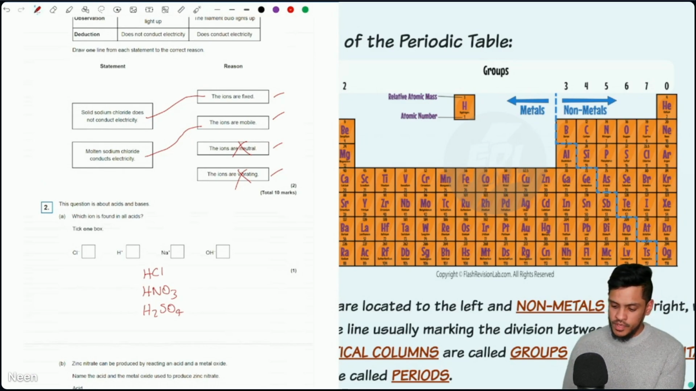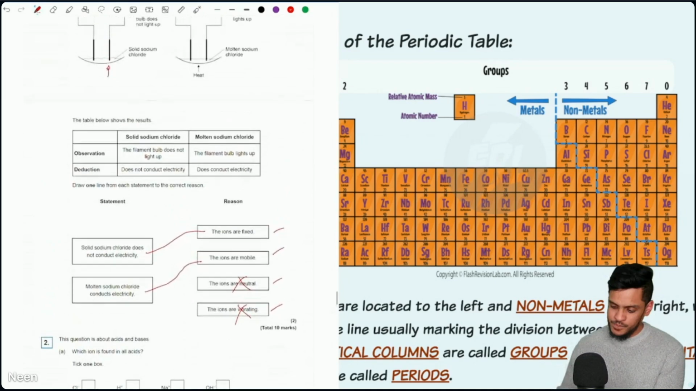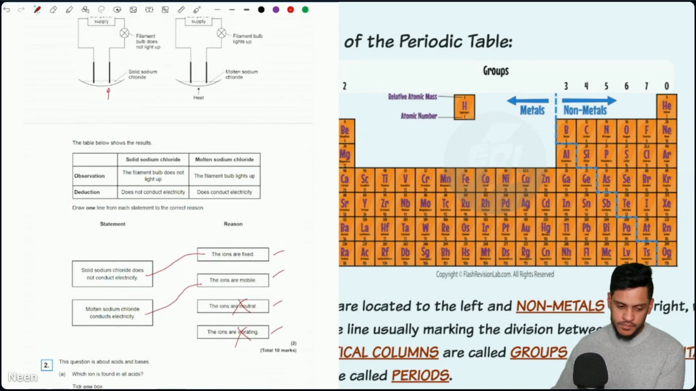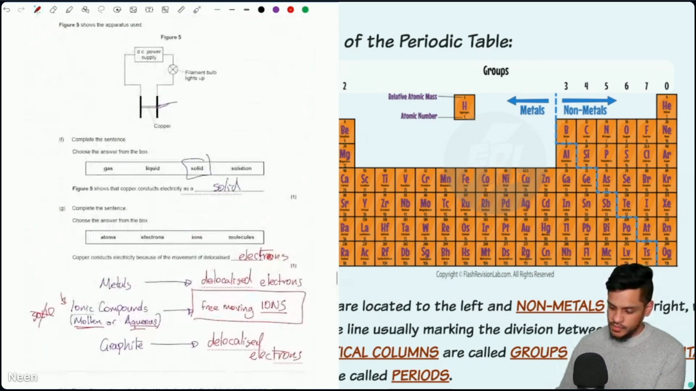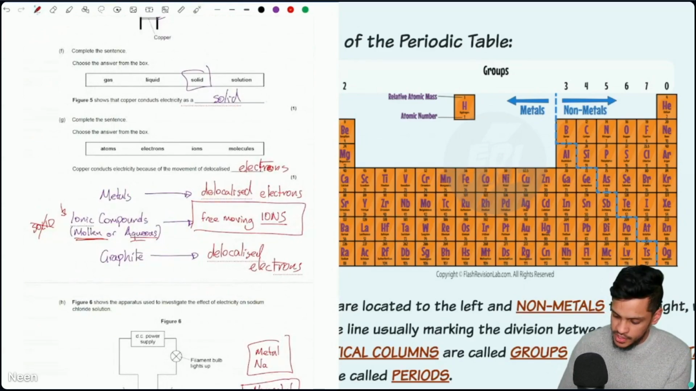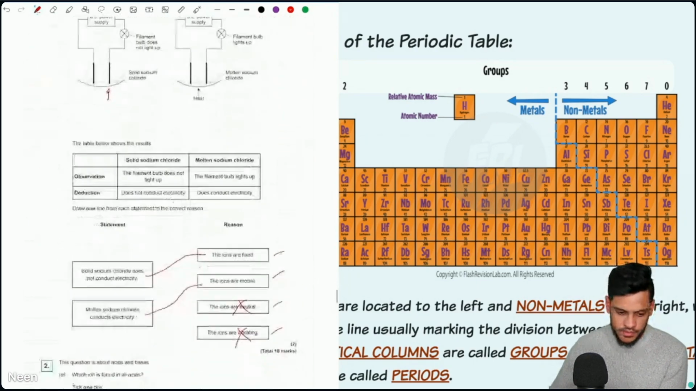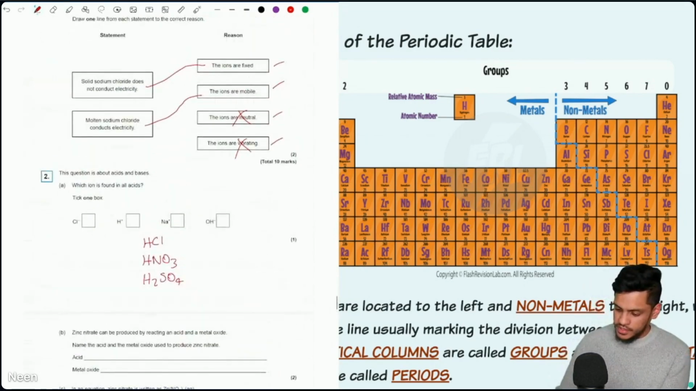The ions are mobile in molten. Does that not make sense? So when it's molten or aqueous, the ions are mobile. They're free to move. But when they're solid, they're not free to move. They're fixed. Yeah? Okay, good. All right, so what's common in all of these? They all have H's.